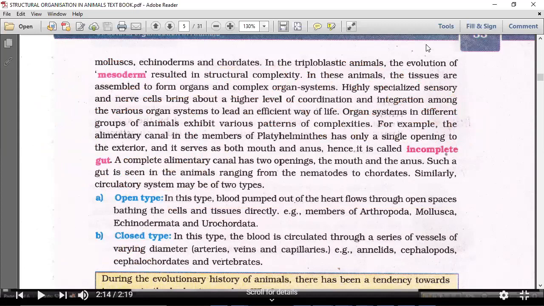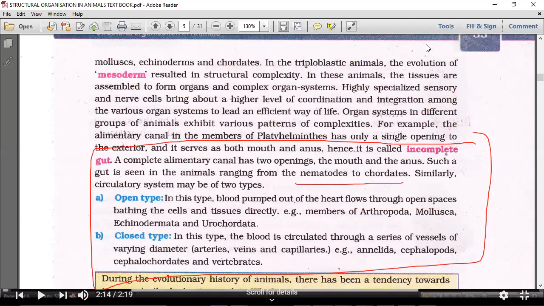From this particular area, what we learned: the sac-like gut of phylum Platyhelminthes with only one opening which acts as both mouth and anus, and the tube-like gut, where the alimentary canal begins with the mouth and ends with the anus, seen in phylum Nematoda to Chordata. In the same way, in the open type of vascular system, blood pumped out of the heart flows through open spaces, bathing the cells and tissues directly.